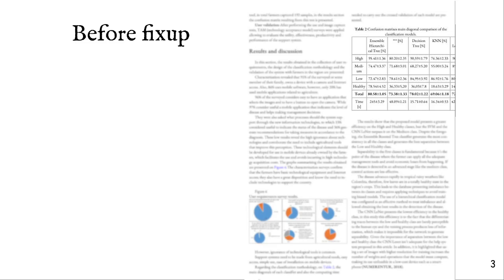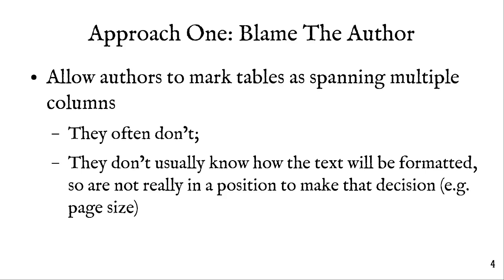We're going to fix that. We're going to talk about different ways to fix it. So the most common way I've seen is to blame the author. And you allow authors to mark tables as spanning multiple columns. But the authors often don't do this, and they're not in a position to, because they don't know how the text will be formatted. They don't know the page size, the number of columns. So it doesn't tend to work very well.